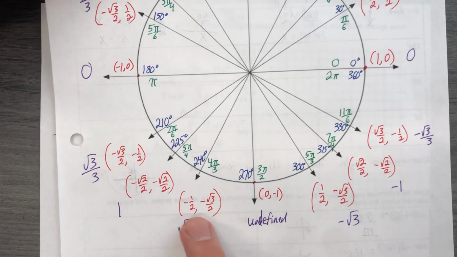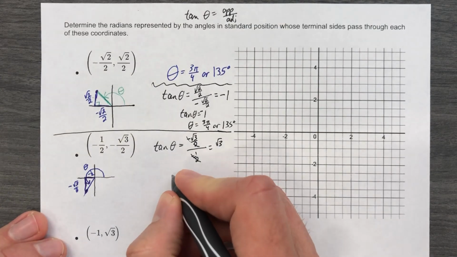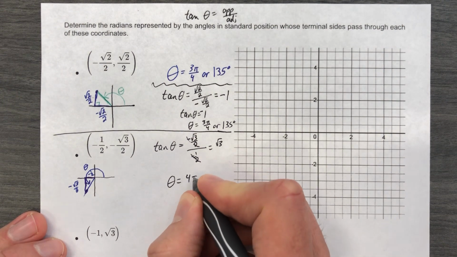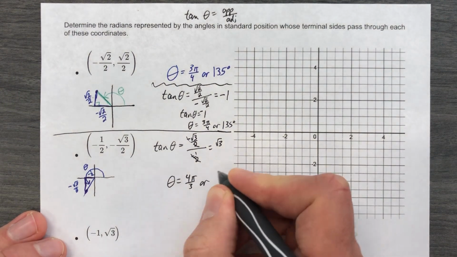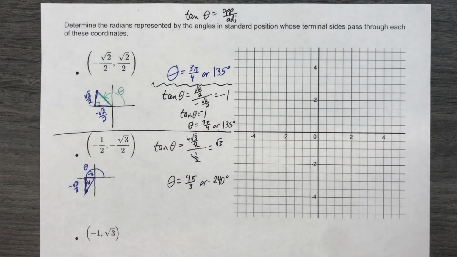So if you're like, man, I could have just found it, I hear you, but the next one's not going to be quite that easy. So we are finding where the tangent is square root of 3, which is at 4 pi over 3, also known as 240 degrees. All right, so there we go. It works lovely that way.